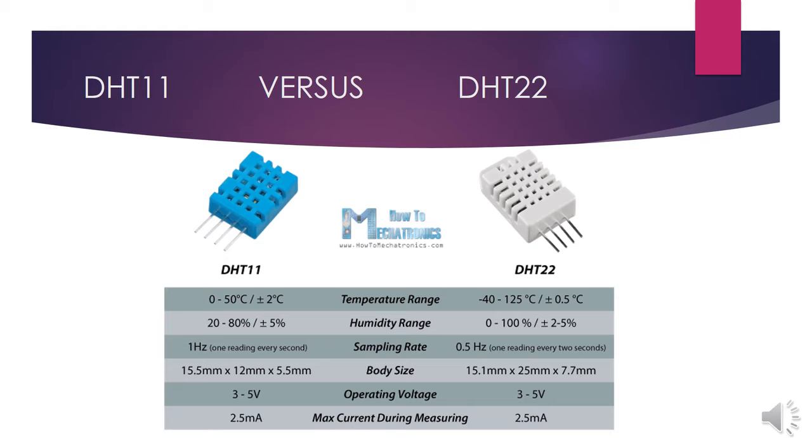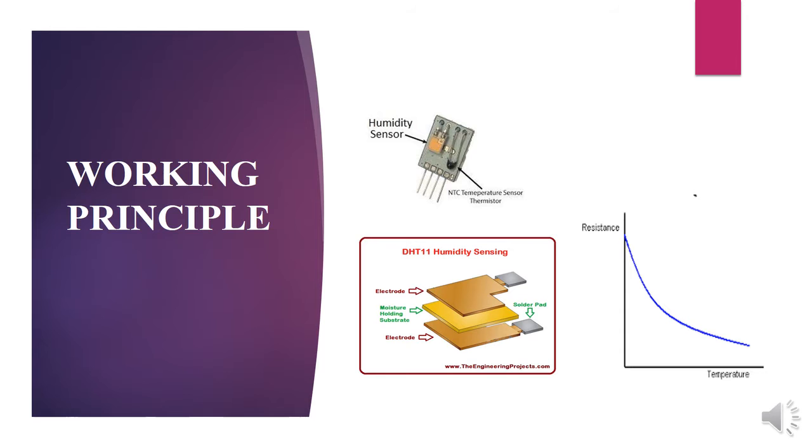Now let us quickly move towards the working principle of the DHT11 sensor. Basically, the DHT11 sensor has a humidity sensing component, an NTC temperature sensor, that is a thermistor, and an IC on the back side of the sensor. For measuring humidity, it uses the humidity sensing component, which has two electrodes and one moisture holding substrate.